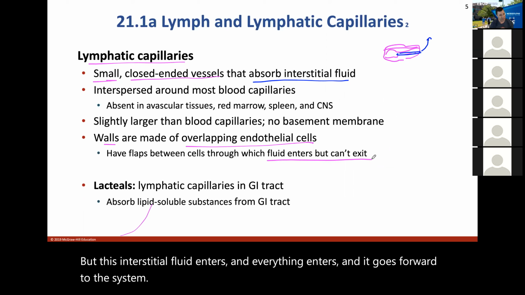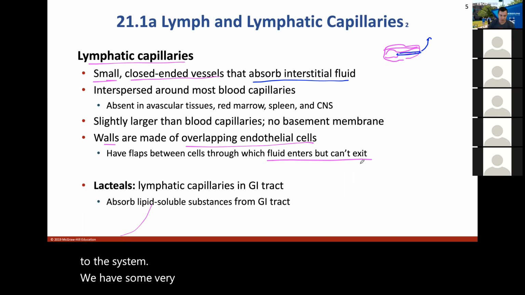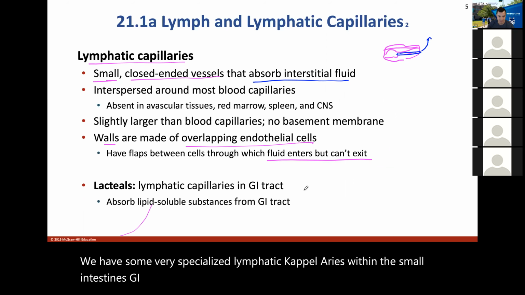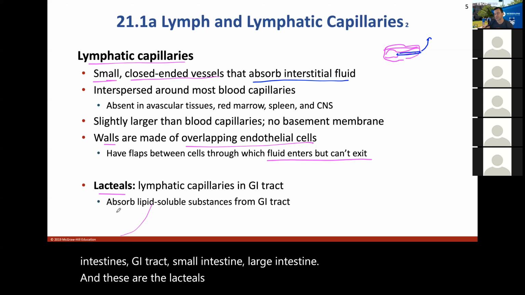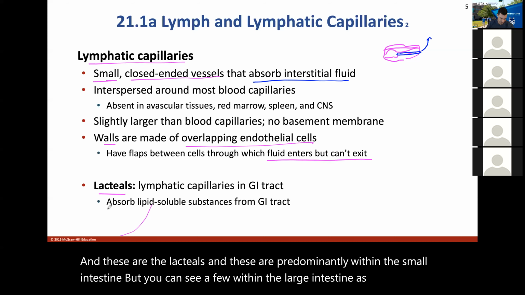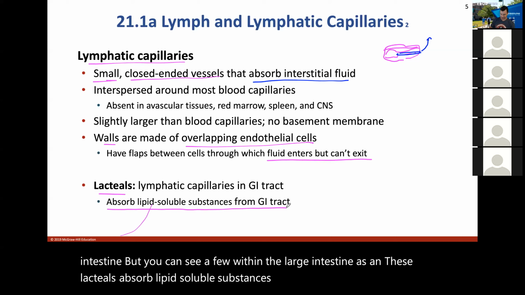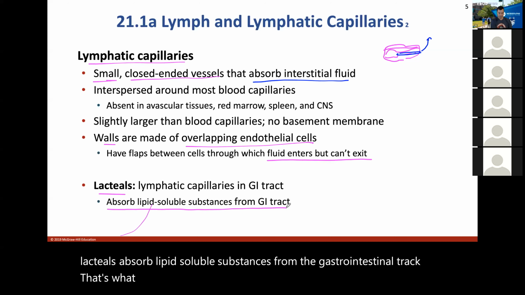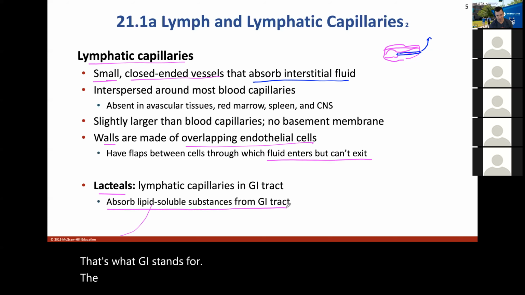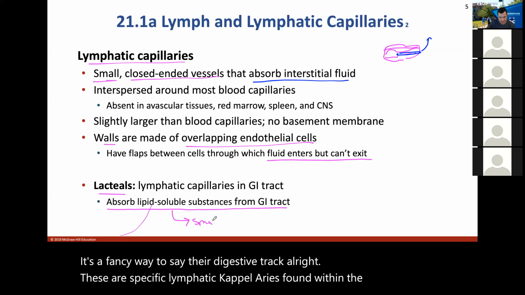We have some very specialized lymphatic capillaries within the GI tract, small intestine, large intestine. And these are the lacteals. These are predominantly within the small intestine, but you can see a few within the large intestine as well. And these lacteals absorb lipid-soluble substances from the gastrointestinal tract. That's what GI stands for. It's a fancy way to say the digestive tract. These are specific lymphatic capillaries found within the small and large intestine.